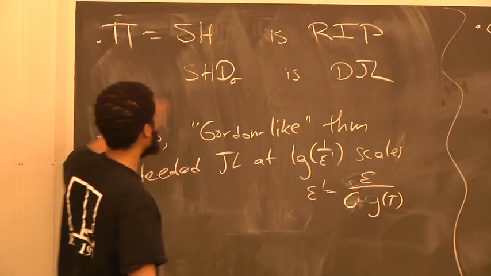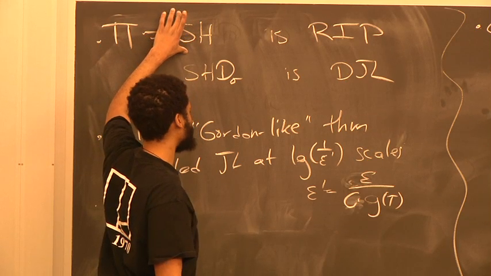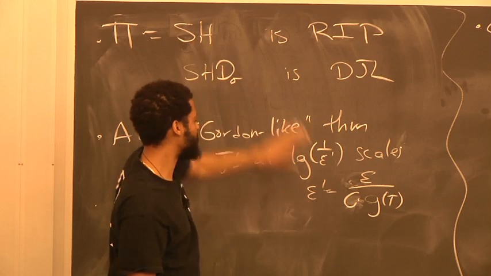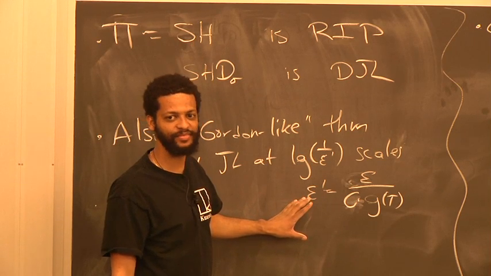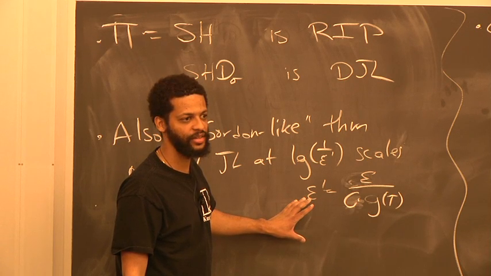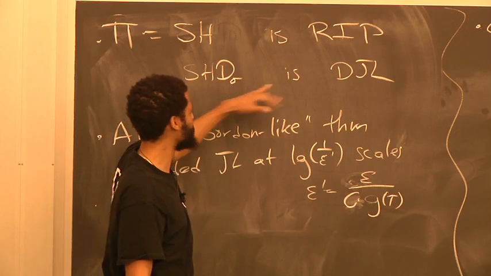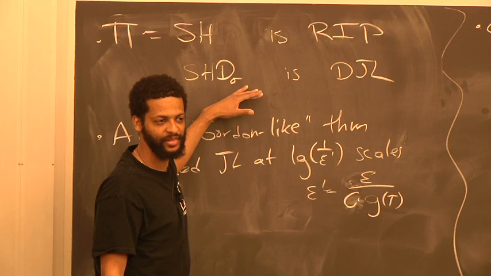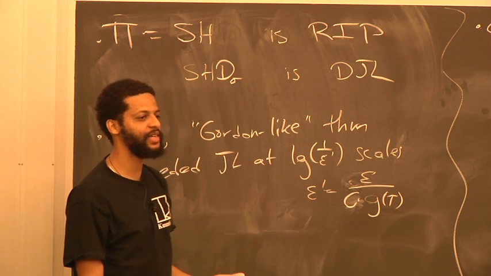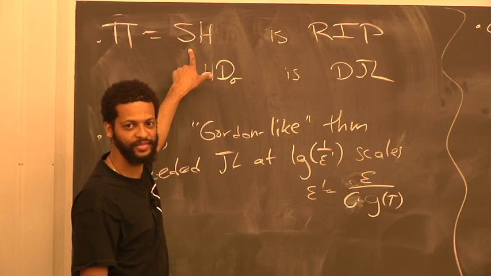So what you could do is you can have enough rows in S such that your RIP at all these different scales simultaneously with good probability by a union bound. Which means that you'll be DJL at all these scales just because of the theorem we just proved. Which means that you could prove Gordon's theorem starting off with an RIP matrix like this one.